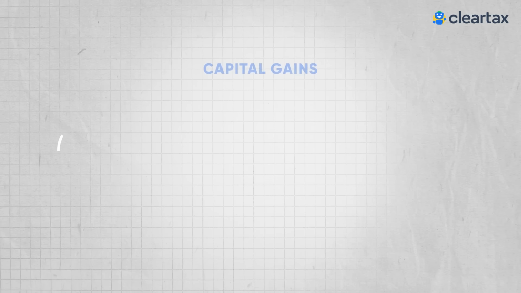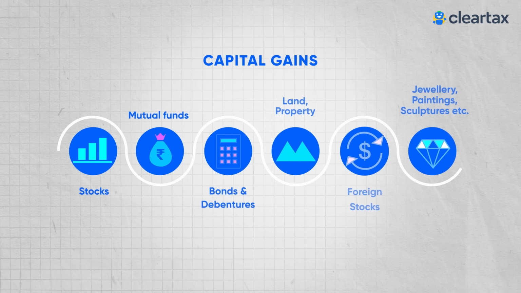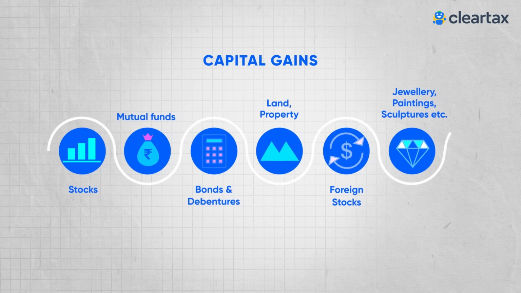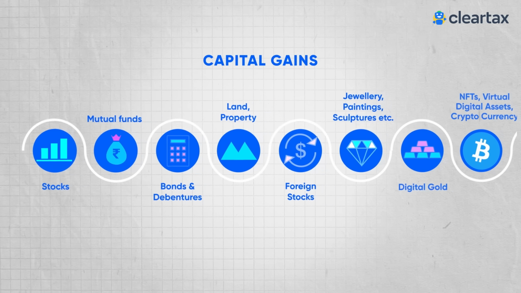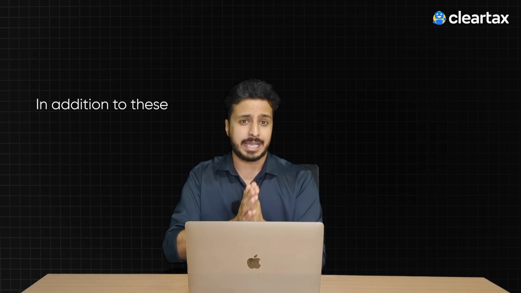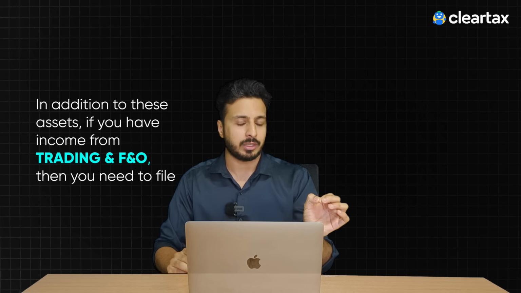Now, when we talk about capital gains, it includes a wide range of assets such as stocks, mutual funds, bonds and debentures, land, property, foreign stocks, jewelry, paintings, sculptures, digital golds, NFTs, virtual digital assets and cryptocurrencies. In addition to these assets, if you have income from trading and futures and options or F&O, then friends, you need to file ITR-3.